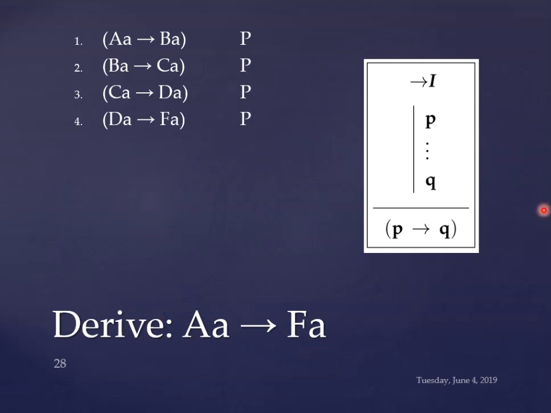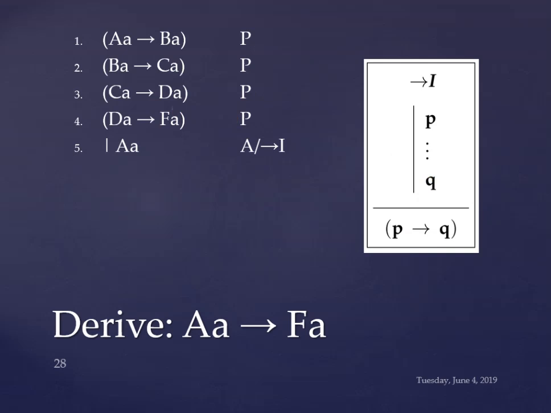And so the first thing I want to do, that's what I'm going to want on my last line. So what I'm going to do is assume my antecedent, which is AA, and then I'm going to try to derive FA. I'm going to get FA on the last line of my subderivation here. Basically, this becomes an exercise of using conditional elimination inside the subderivation.